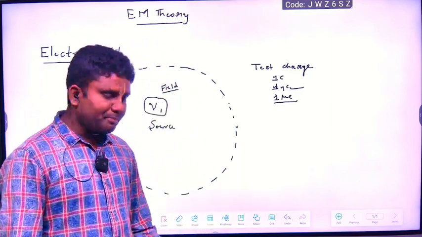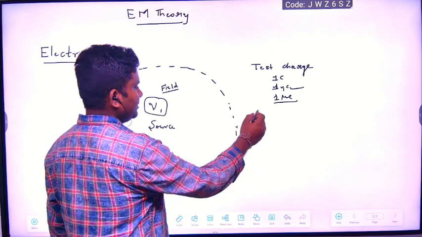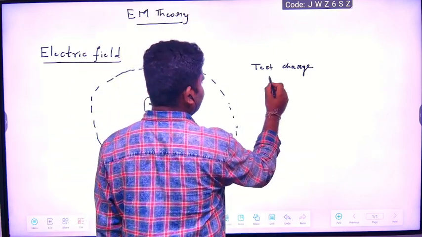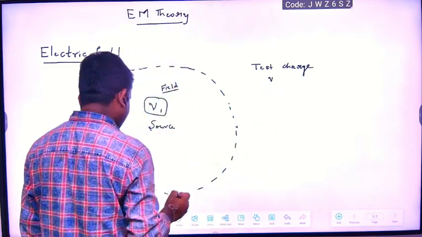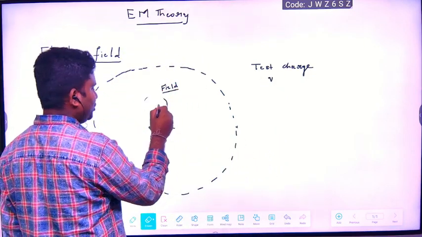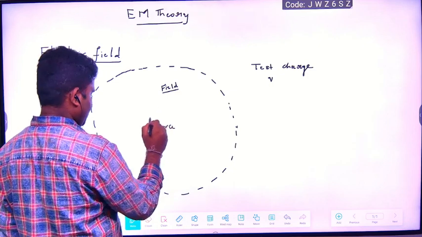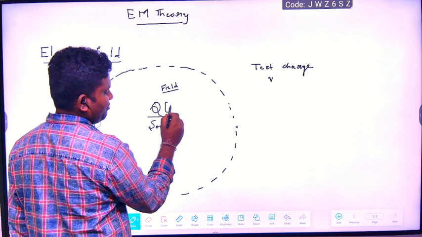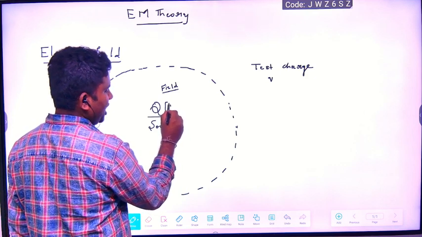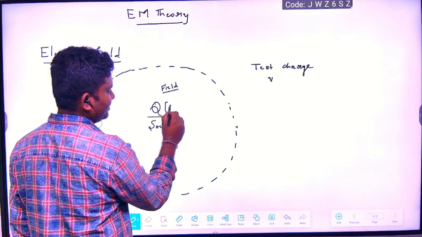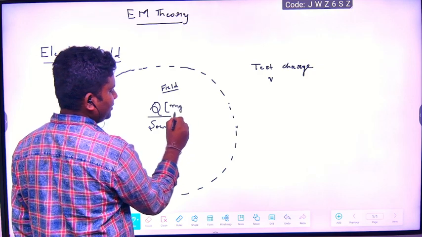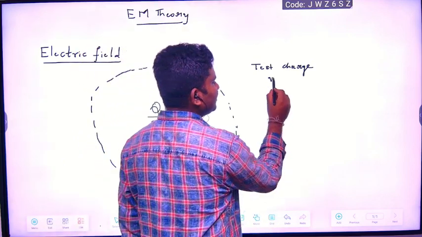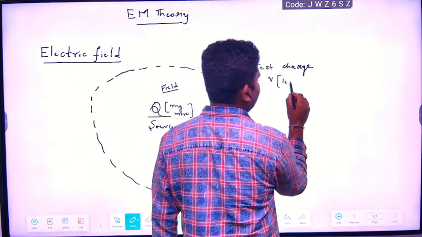Now, this test charge is small q, and I can take the source charge as capital Q. This is the maximum charge, with the maximum magnitude. It's a huge charge, and it is the source charge, so its magnitude is more. And the test charge has less magnitude.